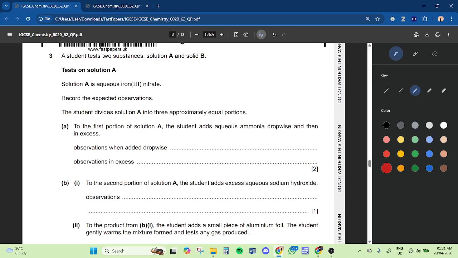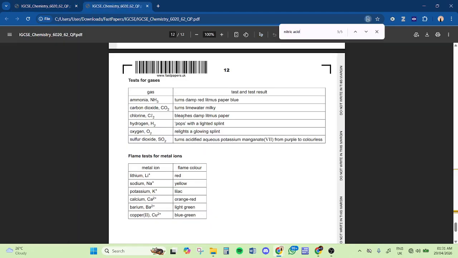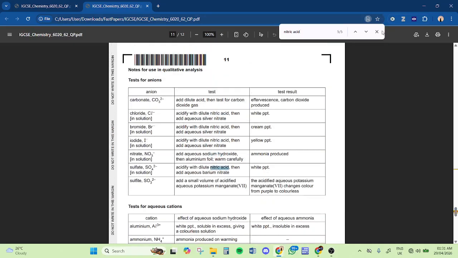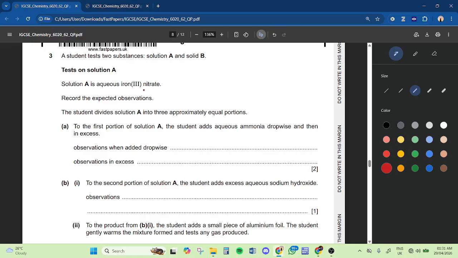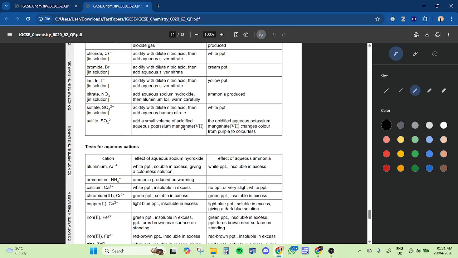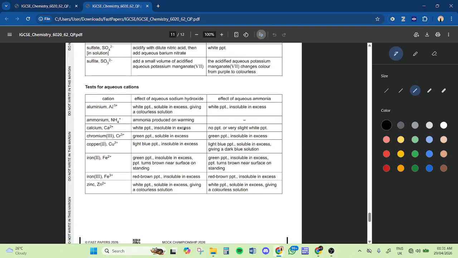All right, so for this question, make sure to consult your sheet over here. So test for anions, as you can see, I've already been taking a look at it. You're going to keep this open while you're solving. So solution A is aqueous iron 3 nitrate. So iron 3 nitrate. You're going to go over here for cations. You're going to take a look at iron 3.